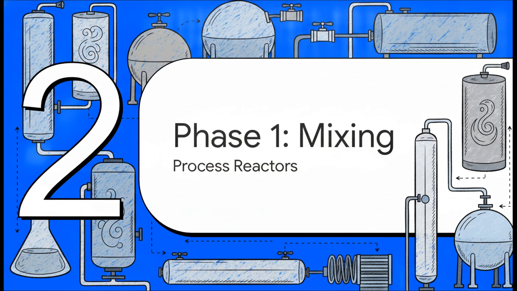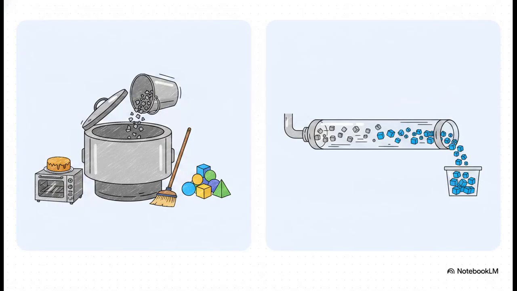Moving right along to Phase 1, mixing and process reactors. Now that we know what a reactor actually is, let's see how this translates into real-world production. Reactors come in lots of shapes and sizes, tailored to the specific chemical recipe they're cooking up. But operations are fundamentally divided into two types: batch processes and continuous processes.